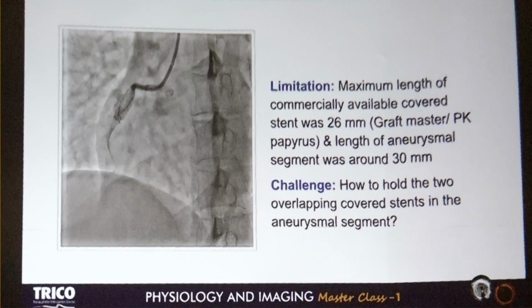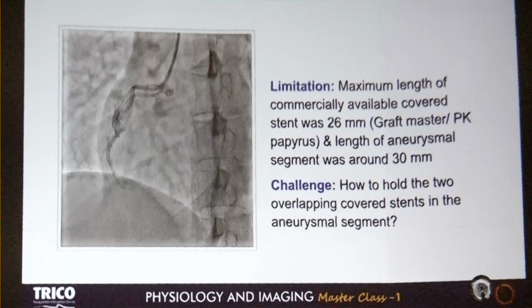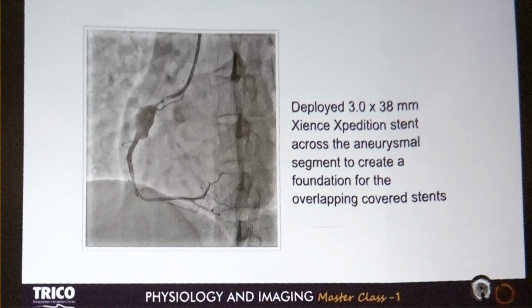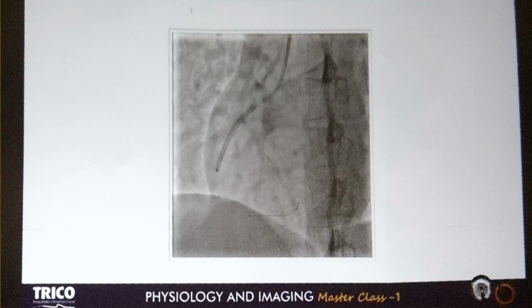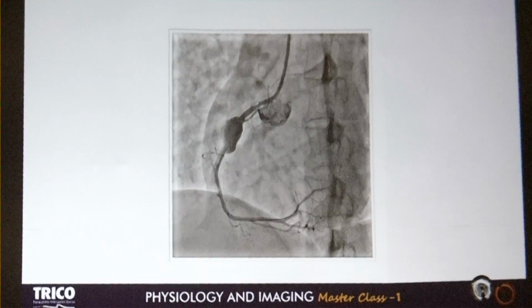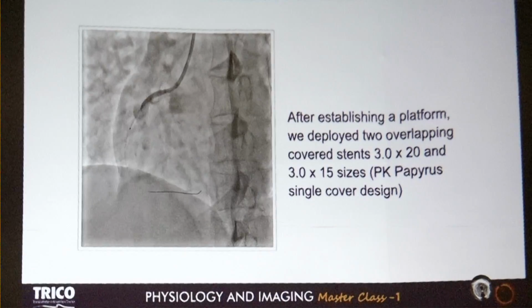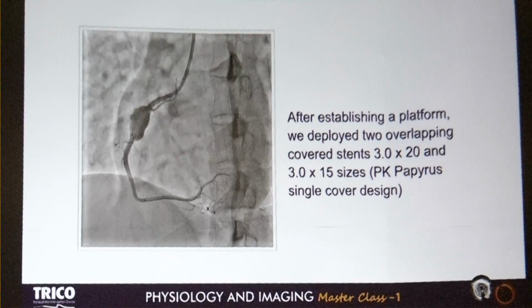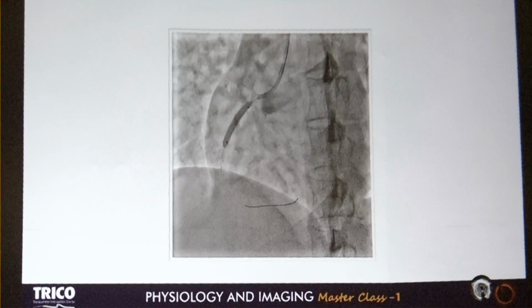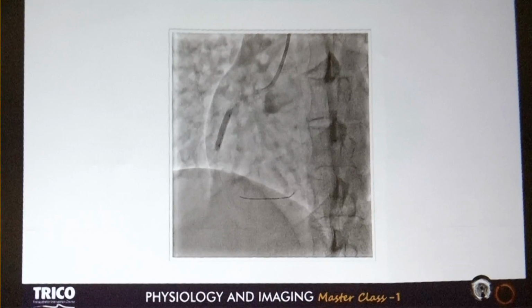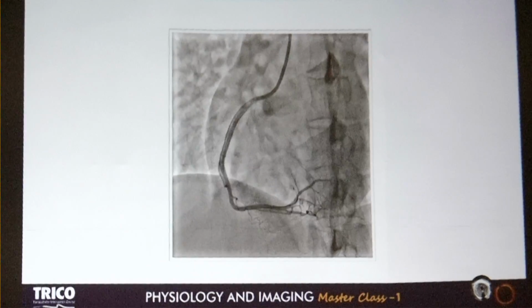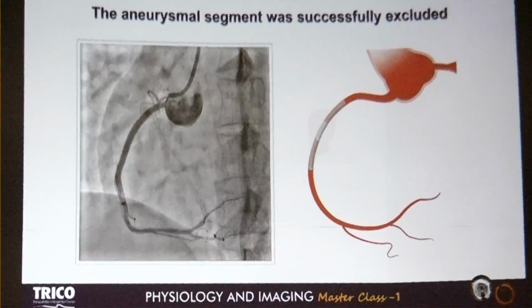And we used the 3x38 Xience Expedition, prepared a platform, and 2 overlapping covered stents, Papyrus, were deployed. This was the Xience stent deployed. And then after establishing the platform, 2 overlapping covered stents, 3x20 and 3x15 millimeter, keeping about 2 or 3 millimeter overlap, were fixed one by one. And this was the picture. We were able to exclude the aneurysm. Okay, we did OCT.